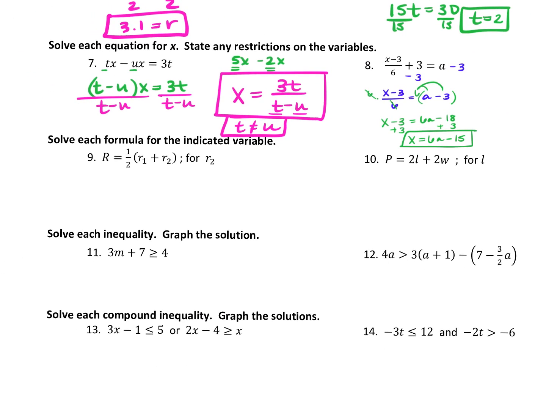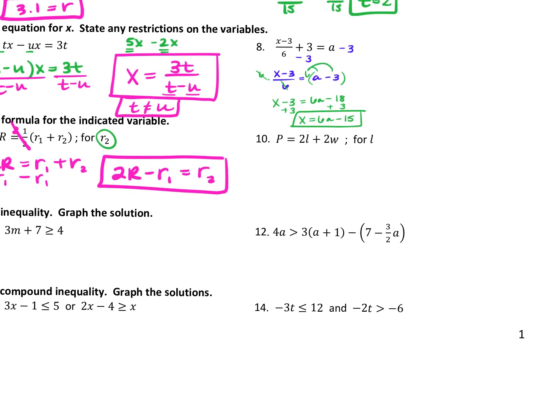All right, number 9. Solve for the indicated variable. So they're telling us to solve for r sub 2. So the first thing we would do is get that 1/2 out of there. I wouldn't distribute that. If you distribute it, it's goofy, more work in the end. I would just multiply by 2 on both sides so that this goes away. So now you have 2r equals r sub 1 plus r sub 2. And we are trying to solve for r2. So we would just take away the r1. So we end up with 2r minus r sub 1 equals r sub 2.